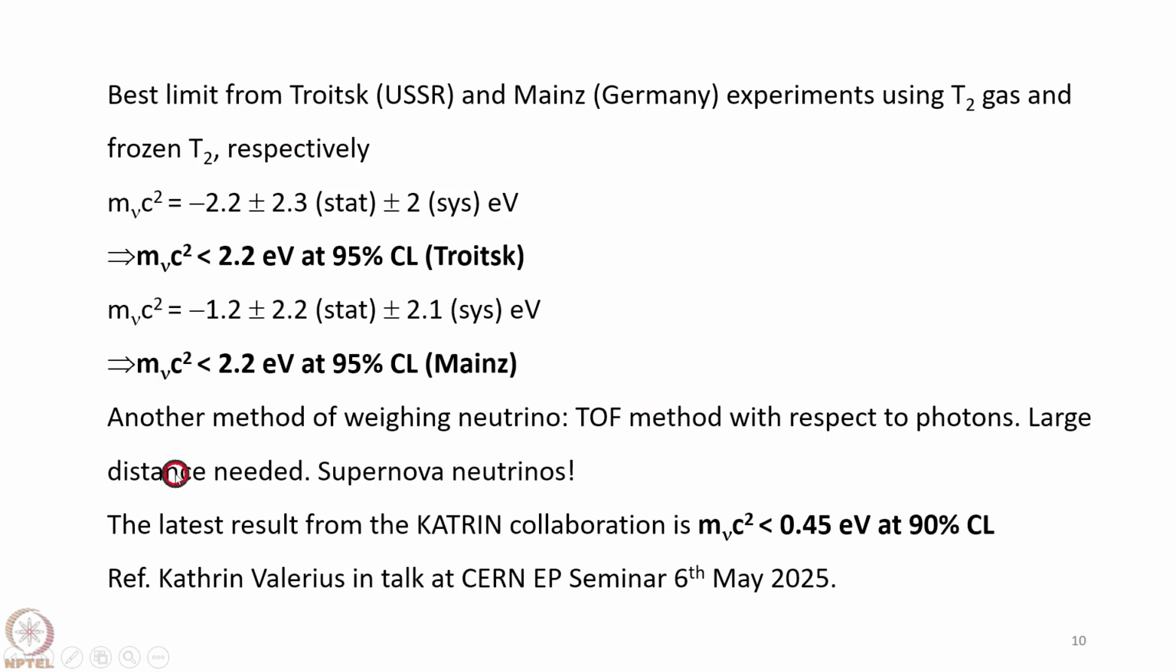Okay, so for this KATRIN experiment, there was a talk in 2025, and maybe this will be updated sometime this year, that the upper bound for the neutrino mass, actually it should be the anti-neutrino mass, is of the order of 0.45 electron volt at 90% confidence level. This was reported in a seminar by Catherine Valerius.